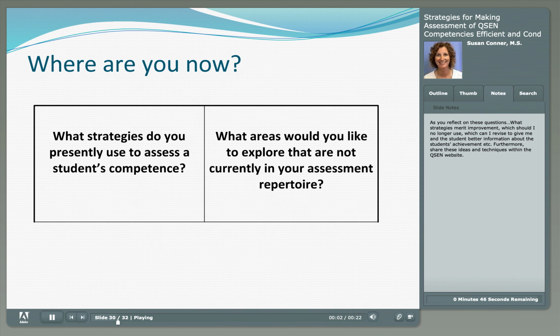As you reflect on these questions, what strategies merit improvement? Which should I no longer use? Which can I revise to give me and the student better information about the student's achievement? Furthermore, share these ideas and techniques within the QSEN website.